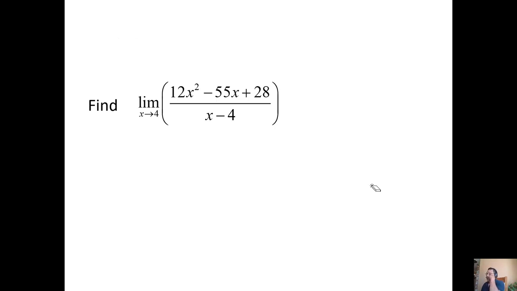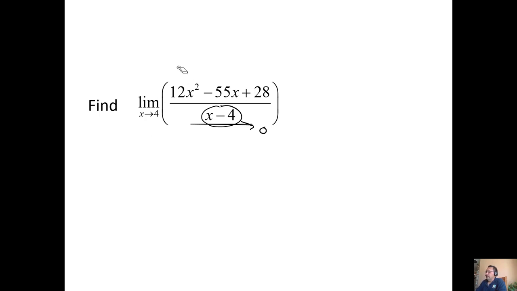So find the limit as x approaches 4 of 12x squared minus 55x plus 28, all divided by x minus 4. Okay, so we want to find the limit as x goes to 4 of this rational function. We can figure out what the numerator is tending to, we can figure out what the denominator is tending to, and then divide those two together. Because this is a polynomial, to figure out what it's tending to, we just plug it in. So this goes to 0, because 4 minus 4 is 0.